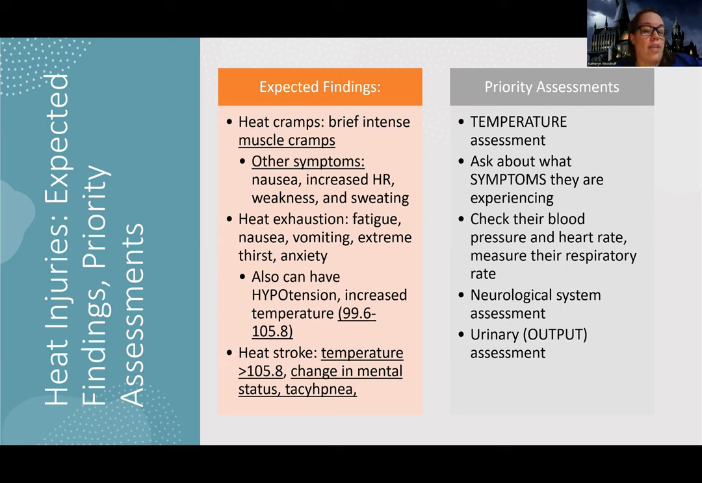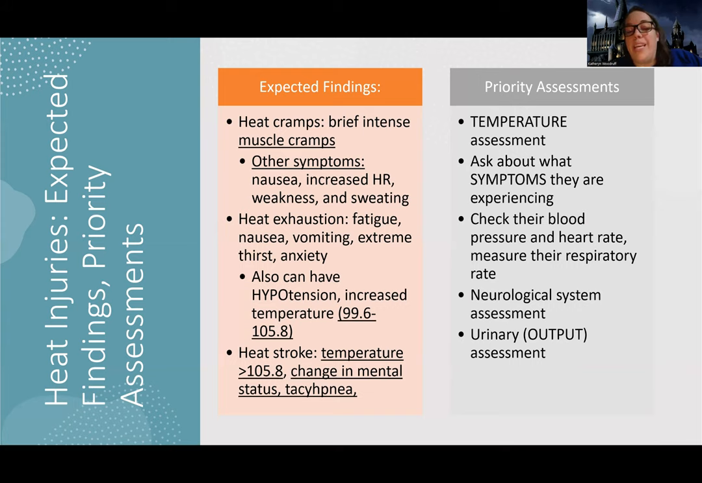Heat exhaustion is where you have a lot of the same symptoms, like symptoms of dehydration: you're tired, GI symptoms, really thirsty, maybe anxious. But now we're also adding in an increased temperature, and that temperature can be anywhere from 99.6 to 105.8. And then they can also have low blood pressure, like severe dehydration. So you're starting to have some instability here.